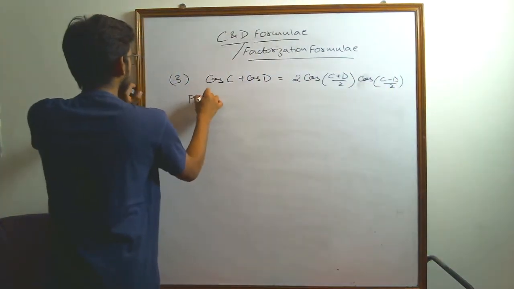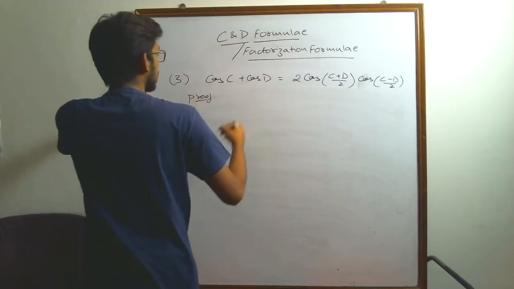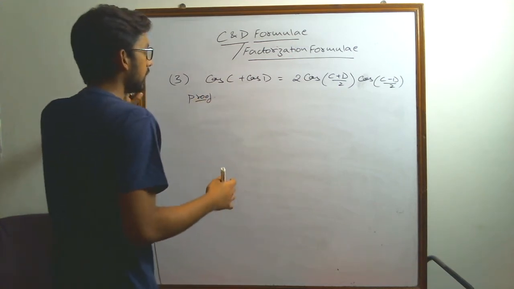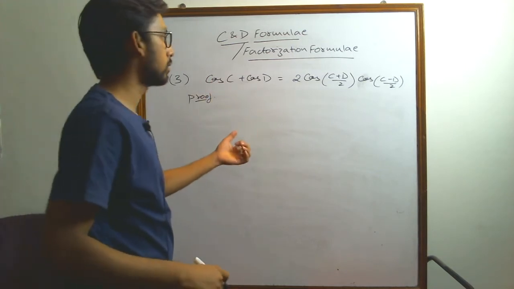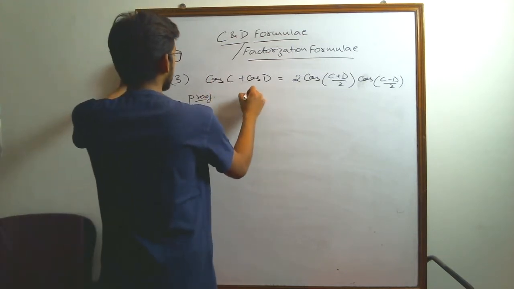Proof. We know that we have to take C as A plus B, D as A minus B. We'll get A is equal to (C plus D) by 2 and B is equal to (C minus D) by 2. Let's just write that here.